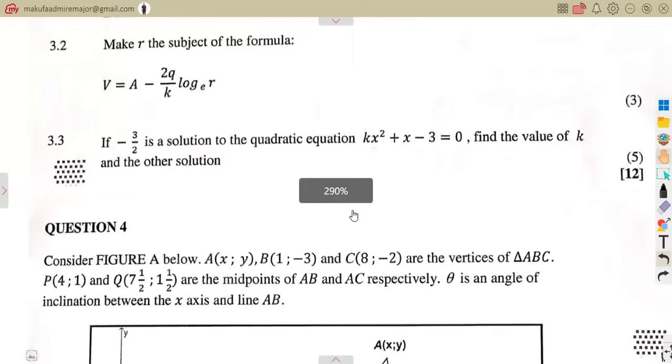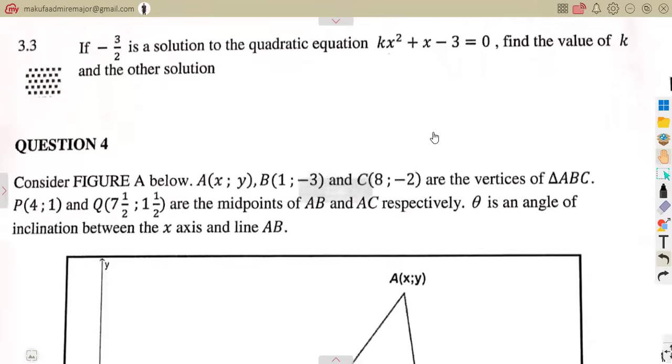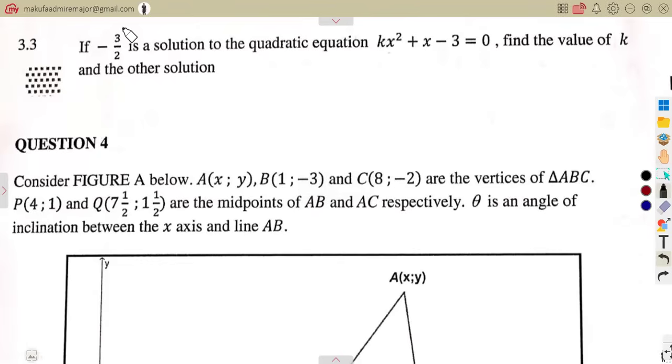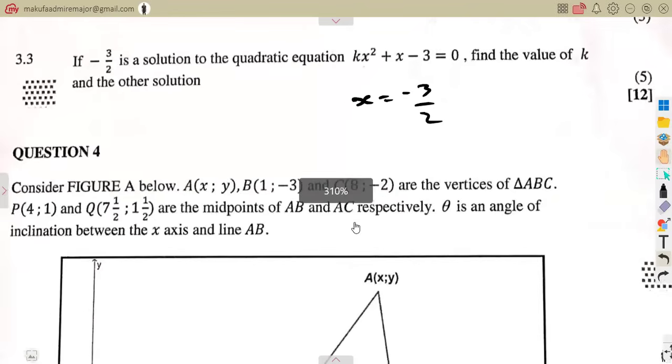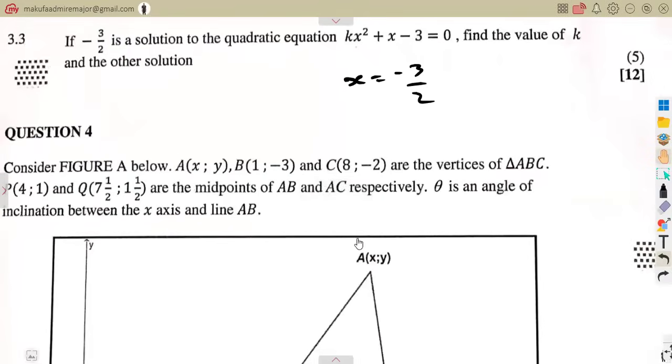All right, 3.3. If x is equal to, actually not x, but if minus 3 over 2 is a solution, like you're solving this, then you obtain x is equal to minus 3 over 2. So they are saying, if this is a solution to the quadratic equation that you're given, find k and the other solution. Okay, 5 marks. They want to bring an idiom of the factor and remainder theorem again. If you do understand that way, it was going to be the easiest way to answer this question.